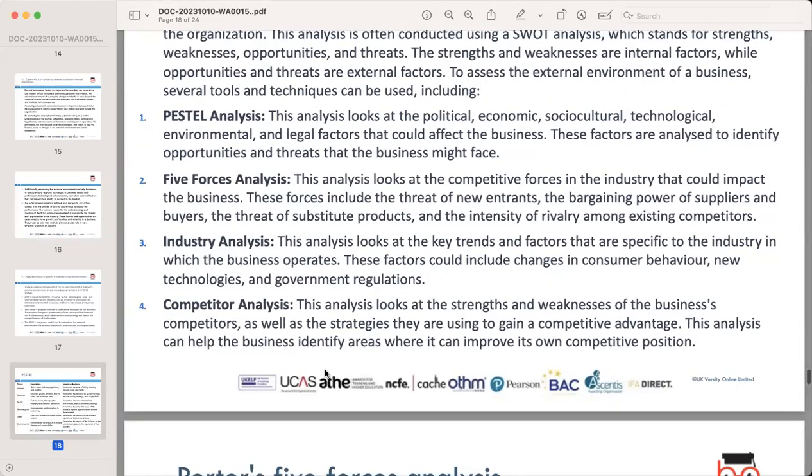So in simple terms, by applying these techniques, a business can gain a thorough understanding of its external environment, identify risks and opportunities, and develop strategies to navigate and thrive in a dynamic business landscape. Any questions or comments if anyone is there?